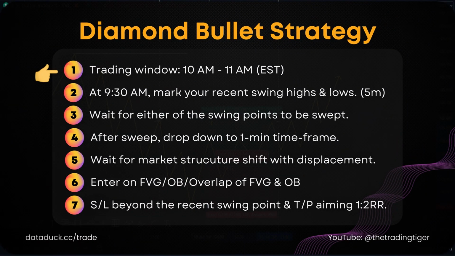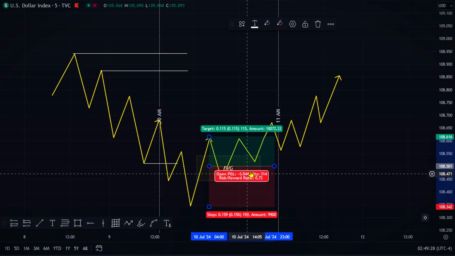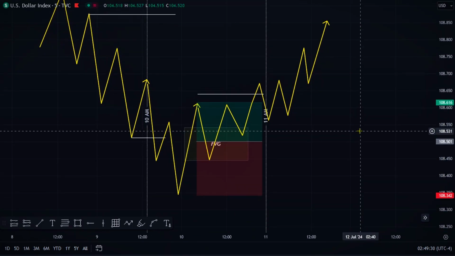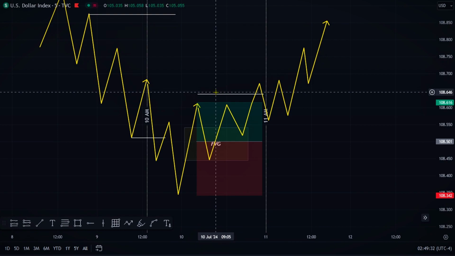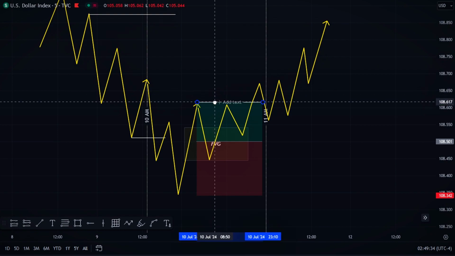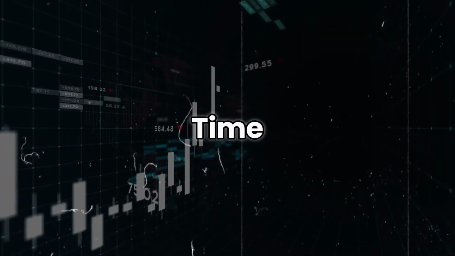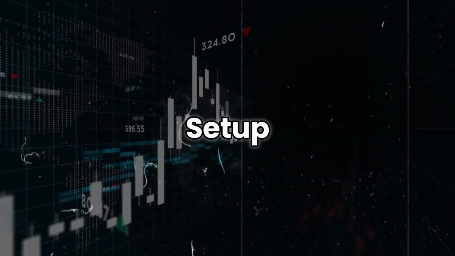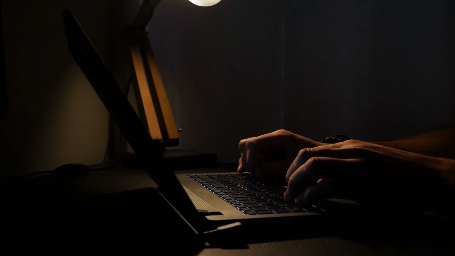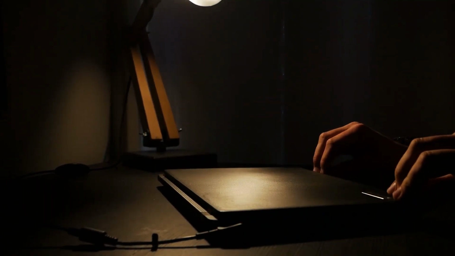Our trading window will be from 10 a.m. to 11 a.m. New York local time. This is when we will be looking for our entry. The market structure shift and liquidity sweep can happen before the time window, but your entry must be within the time window. As soon as the time window ends, if we don't have any setup, you have to stop trading, close your charts, and come back the next day.